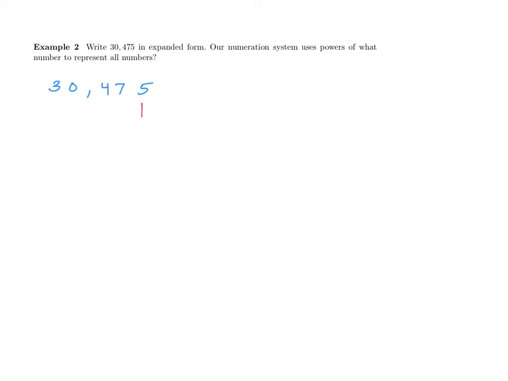What are the place values for each of these digits, starting with this 5 here? Well, this 5 is in the ones place. This 7 is in the tens place. Now, why are they called this? The ones place you can think of as 10 to the power of 0, and the reason for this is 10 to the power of 0 is just equal to 1. The 7 being in the tens place means we have 10 to the power of 1.